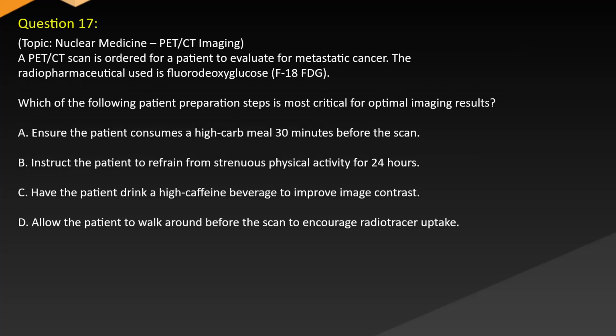Question 17. Topic: nuclear medicine. PET imaging. A PET scan is ordered for a patient to evaluate for metastatic cancer. The radiopharmaceutical used is fluorodeoxyglucose F18, FDG. Which of the following patient preparation steps is most critical for optimal imaging results?